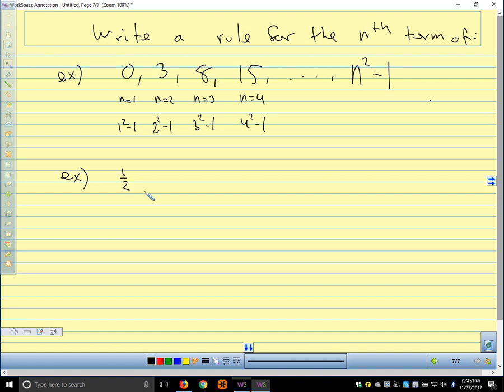How about 1/2, 1/6, 1/24, 1/120, ... What about those? 1 over n. Yeah, 1 over n factorial. Yeah, these are all factorials, right? 2 factorial, 3 factorial, 4 factorial. So this would be 1 over n plus 1 factorial. Because usually we want to start our n at 1.